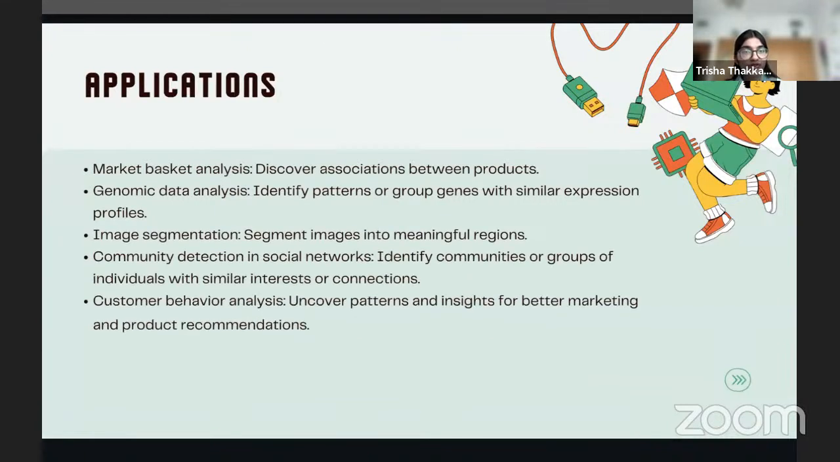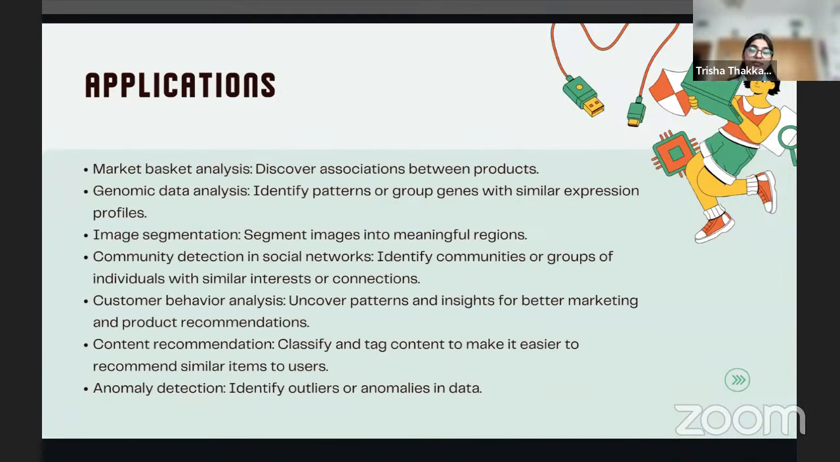And now the applications of unsupervised learning include market basket analysis, genomic data analysis, image segmentation, community detection in social networks, customer behavior analysis. Over here, it uncovers patterns and insights for better marketing and better product recommendations, content recommendation, and anomaly detection. So over here, it checks the data and it makes different predictions. In content recommendation, it classifies and tags content to make it easier to recommend similar items to users.